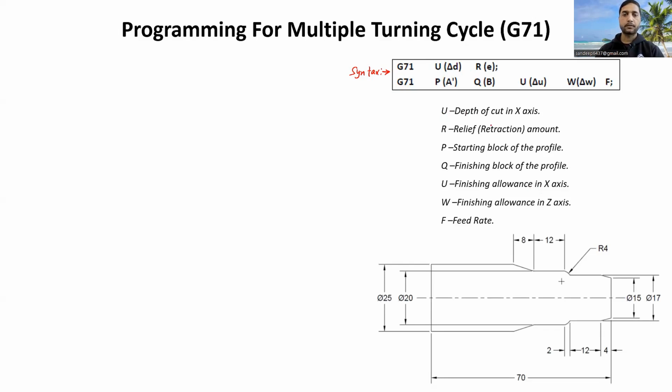Here U stands for depth of cut in x-axis, R is the relief or retraction amount, P and Q are the starting and finishing block of the profile respectively. After that, U and W are the finishing allowance in X and Z axis respectively. Then we have F, which is a feed rate. Let me explain you all these parameters in detailed way.